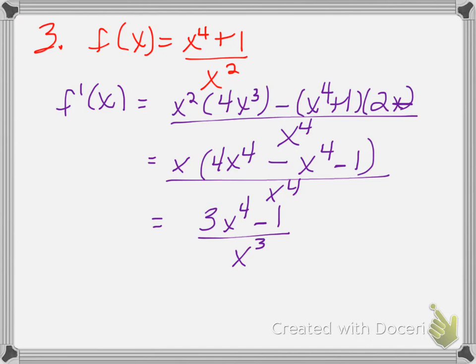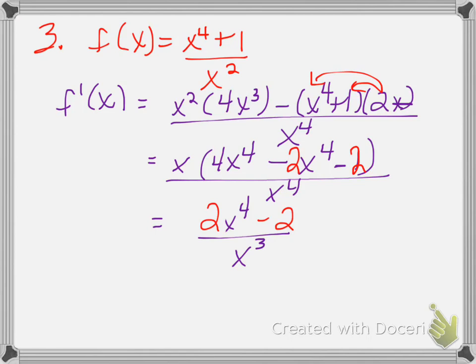And I just realized I made a mistake right here because this 2 has to be multiplied by both of these. So this should be 2x to the fourth minus 2. So then down here we have 2x to the fourth minus 2. Sorry about that confusion.